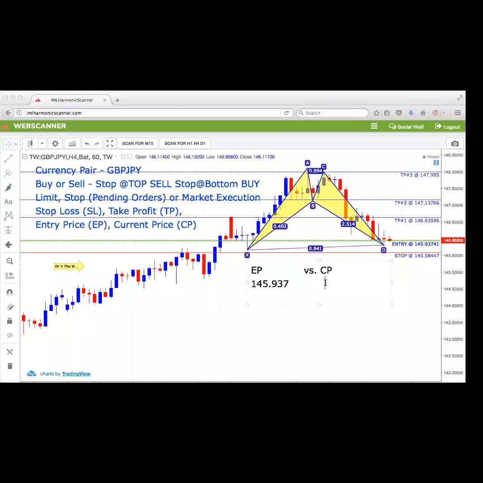What is that? Can you see it? It's too small. 145.955. Yes. So whether you do a buy limit or a buy stop is going to depend on the relationship between these two numbers, because we said it was a buy.